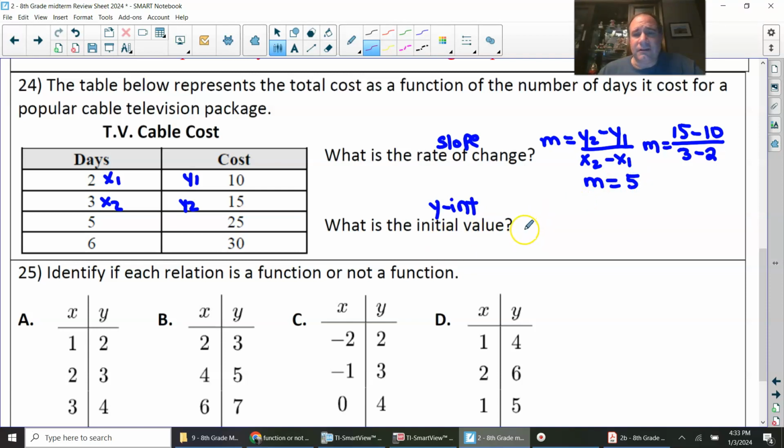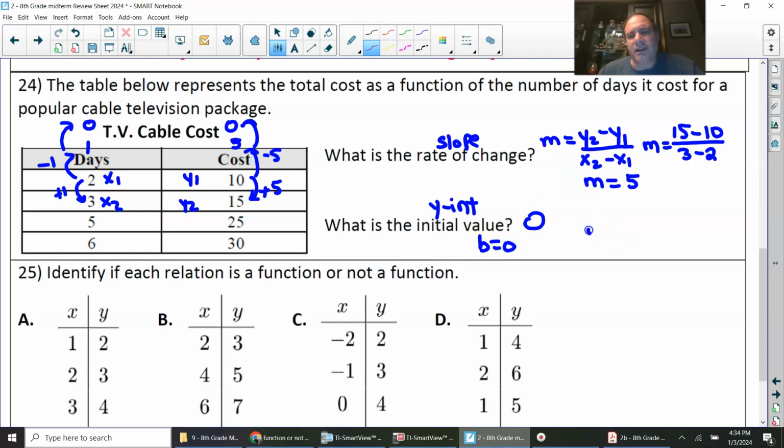The initial value is when x is 0. Is x equal to 0 here? No. So we're a little bit lost here, but I could figure it out. If this goes up by 1, going back would be minus 1. So that's 1. And then going back again, that would be 0. While the x increases by 1, the y increases by 5. Then you could go back by 5, that's minus 5 from 10, and then go back 5 again, and that's 0. So what's the initial value? 0. What's the b? 0.